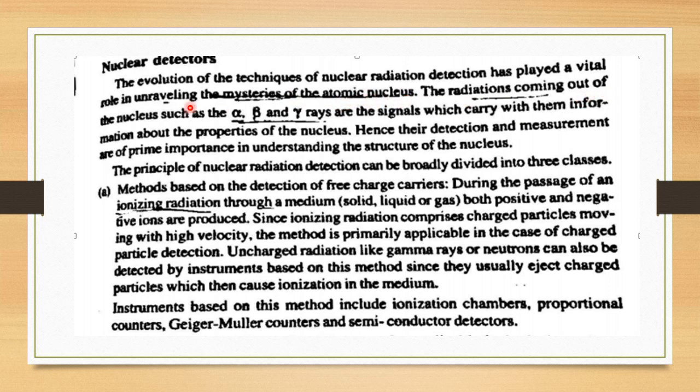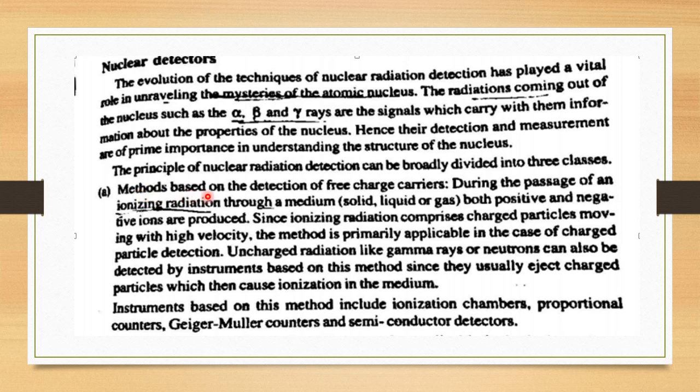The radiations coming out of the nucleus, such as alpha, beta and gamma, are the signals which carry with them the information about the properties of the nucleus. Hence, their detection and measurement are of prime importance in understanding the structure of the nucleus. This is the need for the study of nuclear radiations. The principle of nuclear radiation detection can be broadly divided into three classes.